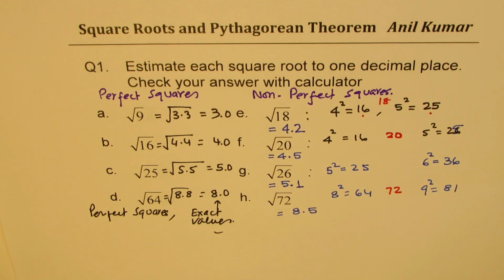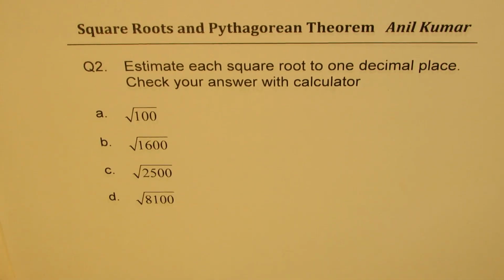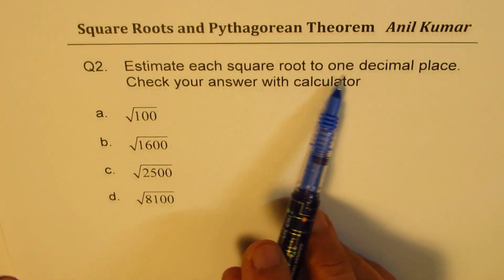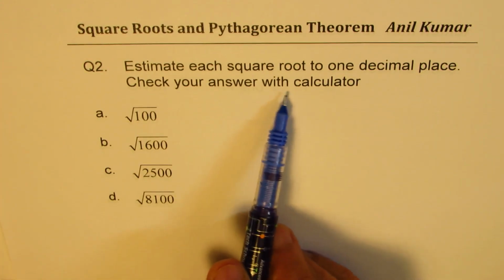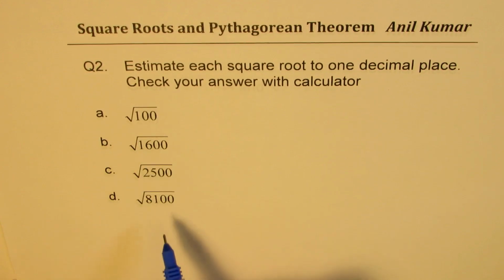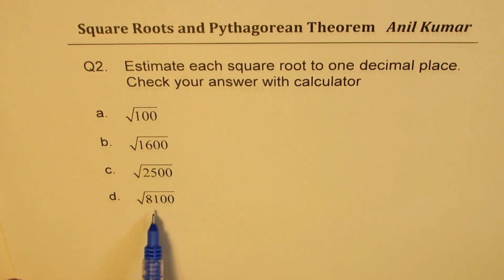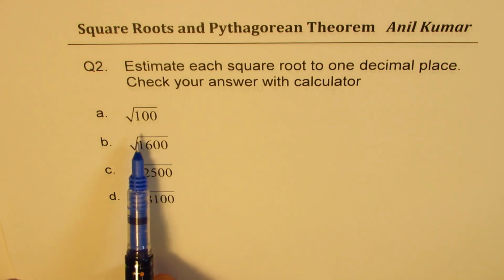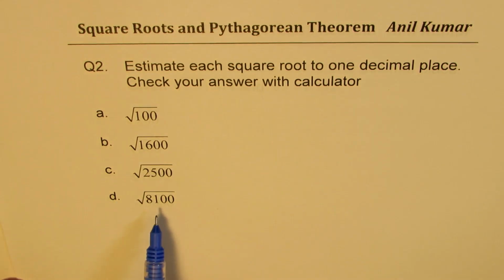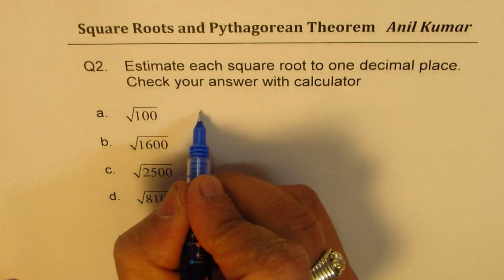Now let's move on and take question number 2. Estimate each square root to one decimal place. Check your answer with calculator. Now this time I have taken slightly bigger numbers. You will notice all are in their hundreds, but they are similar to perfect squares which we talked about. You can always pause your video and answer this question.